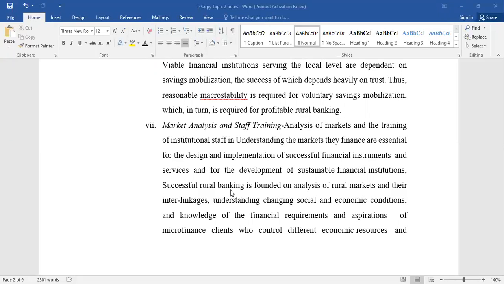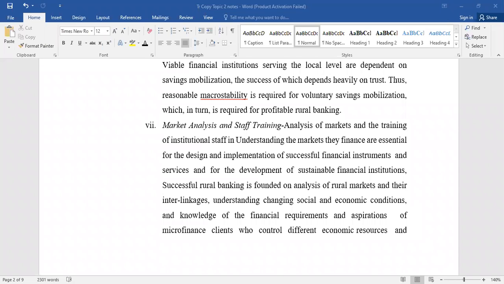For you to have an enabling environment, the staff need to understand the market they are operating in. So we need to do a trend analysis and understand if we give this product to the market, is it in sync? Will it resonate with the people who are here? So for you to do successful rural banking, you need to analyze that market and know what people need.